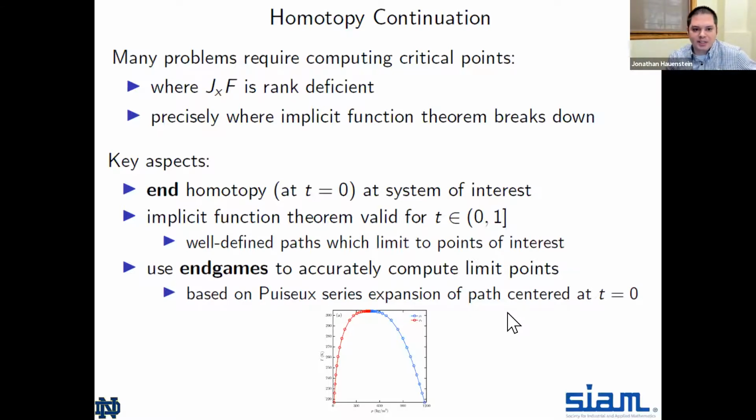As with the implicit function theorem, the Davidenko differential equation requires us to invert this Jacobian. Therefore, it's only valid when the Jacobian is full rank. But in many problems, the interesting part that you want to compute are the critical points. You know, where are the critical parameters? That's exactly where the implicit function theorem breaks down, because your Jacobian is rank deficient. So you want to push something to the limit, and when you push something to the limit, you have a rank deficient Jacobian.